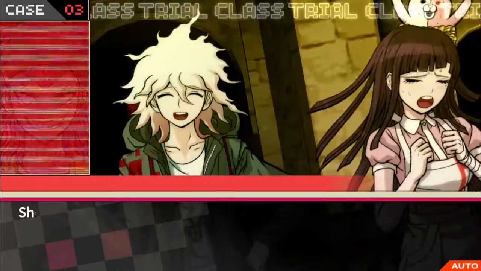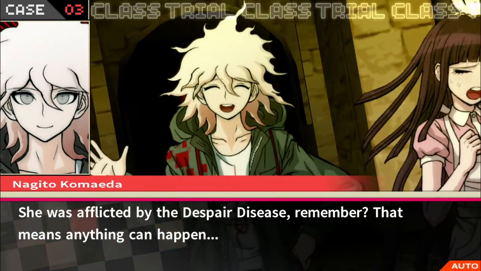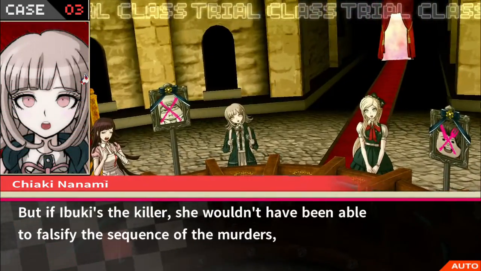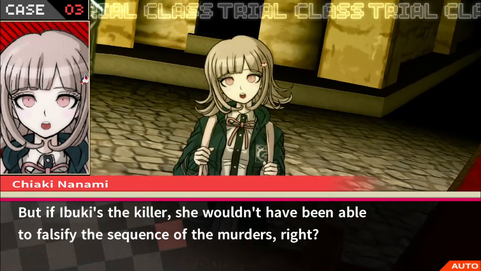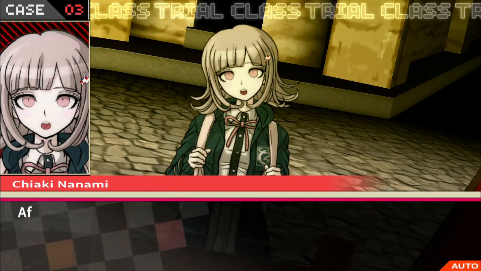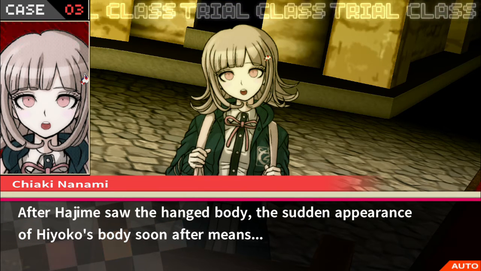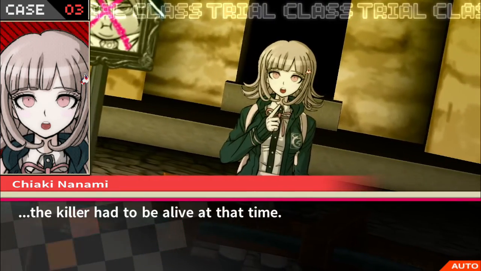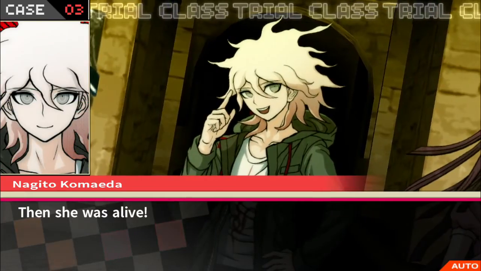I think the lack of blood was because she was afflicted by the despair disease, remember? That means anything can happen. But if Ibuki's the killer, she wouldn't have been able to falsify the sequence of the murders, right? After Hajime saw the hanged body, the sudden appearance of Hiyoko's body soon after means someone else was involved. The killer had to be alive at that time. Then she was alive.